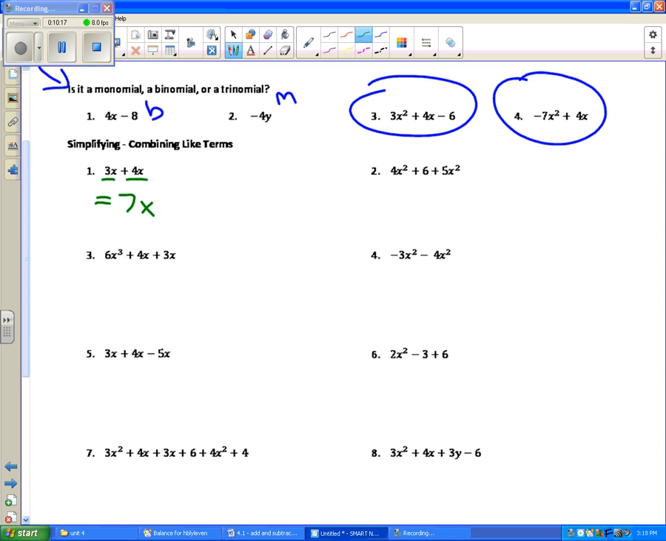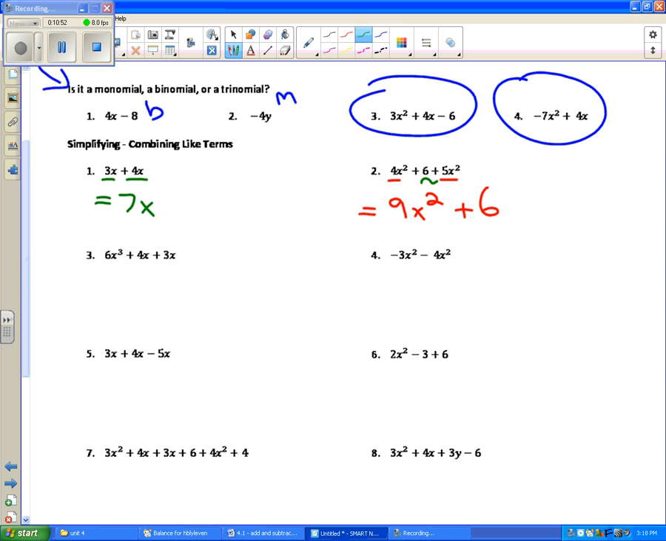I'm going to go over to number 2, and I have 4x squared plus 6 plus 5x squared. I'm going to underline my like terms, and I'm going to try to simplify this question. I have 4x squared, and I have a 5x squared, so I really have 9x squared, and I still have that 6 left over. Really what I should have done is underline this in a different color or even use a different kind of symbol, so I can visually see what my different terms are.